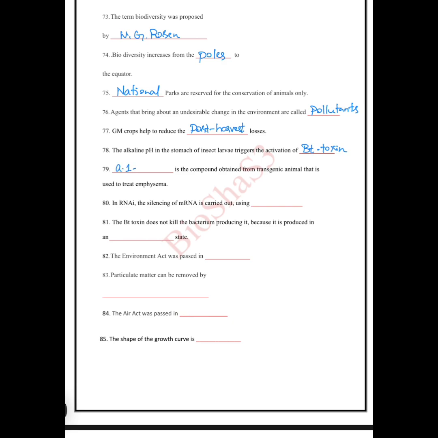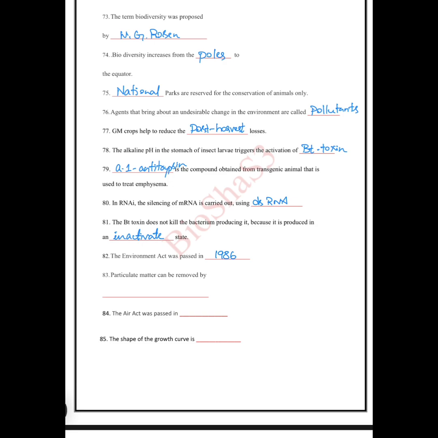Alpha-1 antitrypsin is the compound obtained from the transgenic animal that is used to treat emphysema. In RNAi, the silencing of mRNA is carried out using double-stranded RNA. The Bt toxin does not kill the bacterium producing it because it is produced in an inactive state. The Environment Act was passed in 1986.